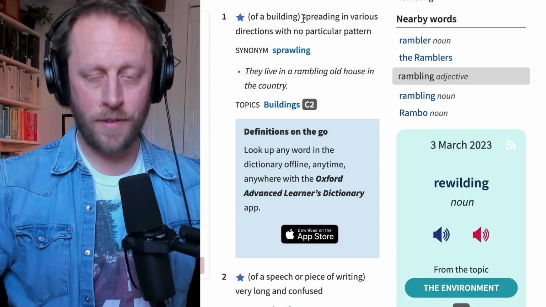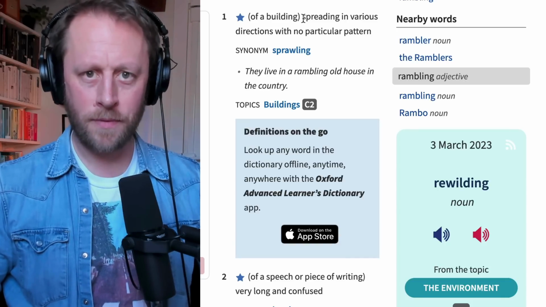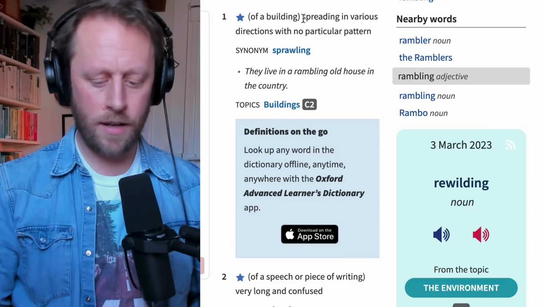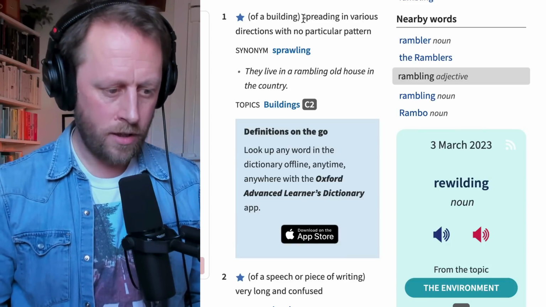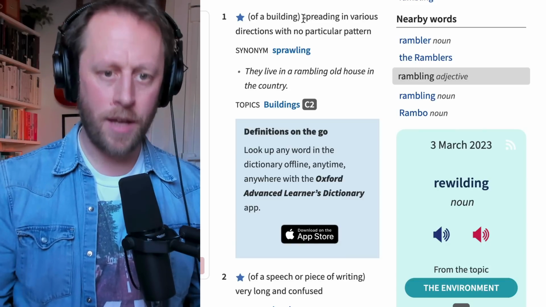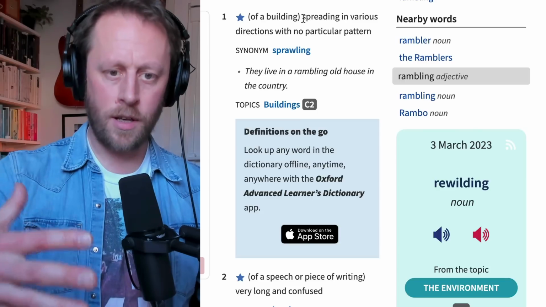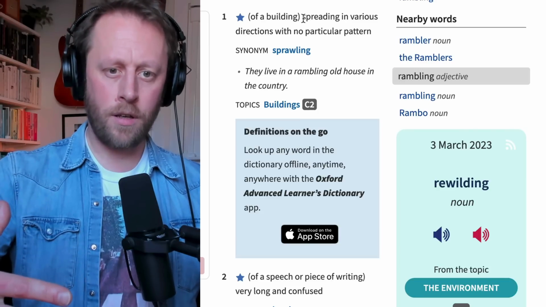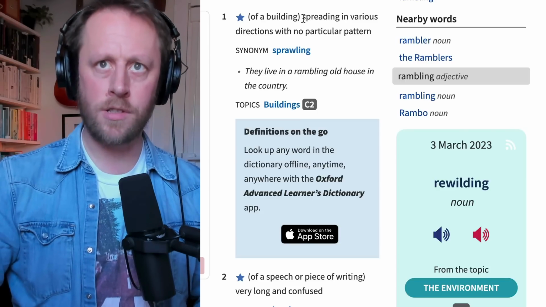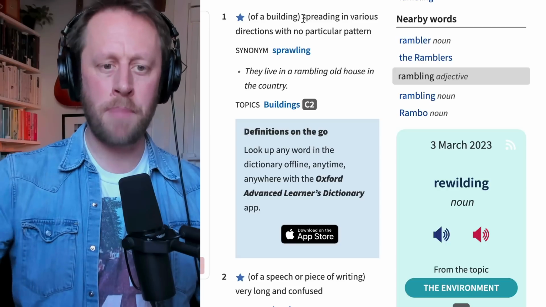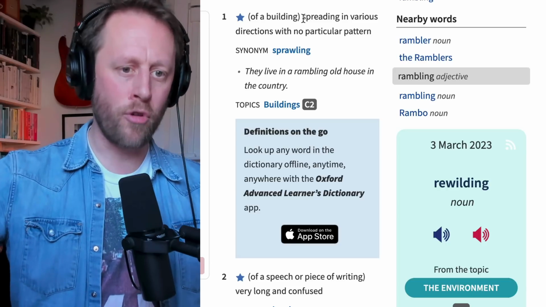Okay, did that come up in the podcast recently? The one, Parson's Pleasure, the house he visits is a rambling house. Okay, so it's a rambling old house, a house that's sort of disorganised and big. One room leads into another room and it's a bit of a mess.